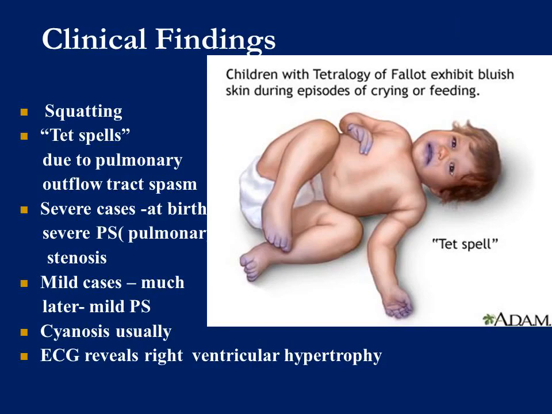Clinical findings: squatting, TET spells due to pulmonary outflow tract spasm. Severe cases present at birth with severe PS, pulmonary stenosis. Mild cases present much later with mild PS. Cyanosis usually. ECG reveals right ventricular hypertrophy.